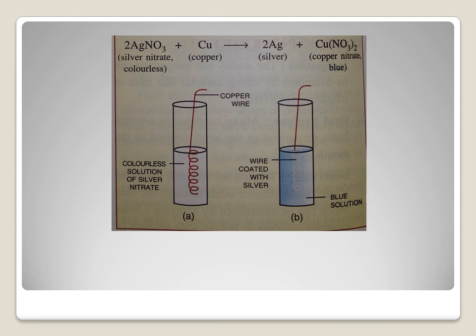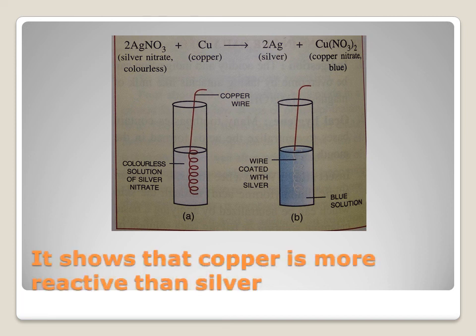We have the equation 2AgNO3 plus Cu gives 2Ag plus Cu(NO3)2. Due to the formation of copper nitrate, the solution turns blue. Colorless solution of silver nitrate turns blue due to the formation of copper nitrate. Here, copper being more reactive than silver displaces silver from silver nitrate. So it shows that copper is more reactive than silver.